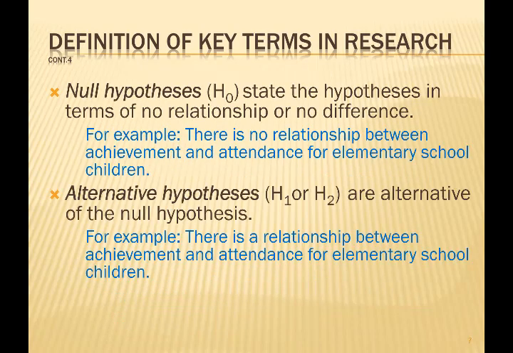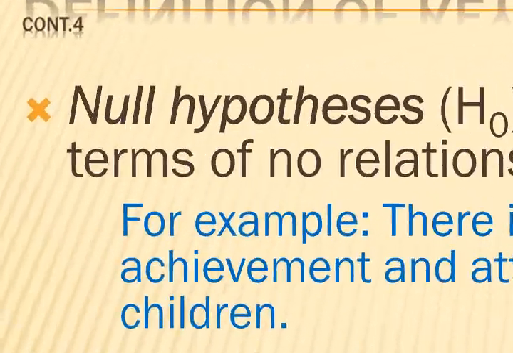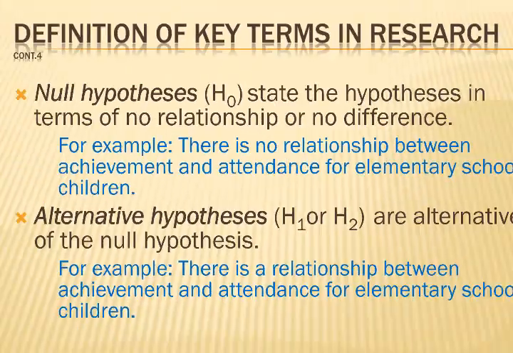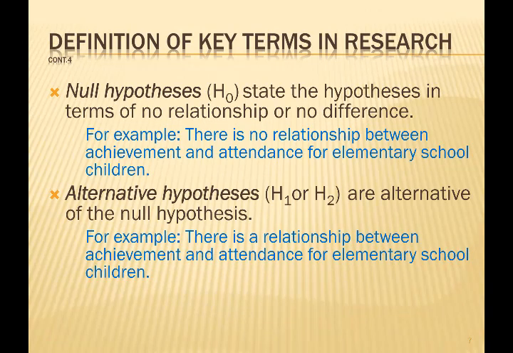When we're doing a hypothesis testing, we always start out with a null hypothesis. The null hypothesis suggests that there is nothing, or no relationship or no difference, right? And the symbol we use is H0 for hypothesis null, right? For example, even if we know that there is a relationship between achievement and attendance for elementary school children, a null hypothesis would say that there is no relationship, right? Because a null hypothesis has to state that there is really nothing there. So it would say there is no relationship between achievement and attendance.